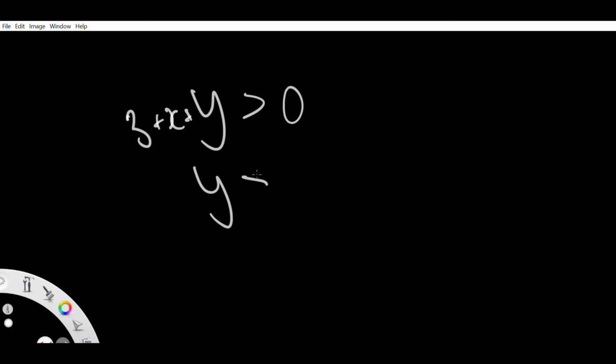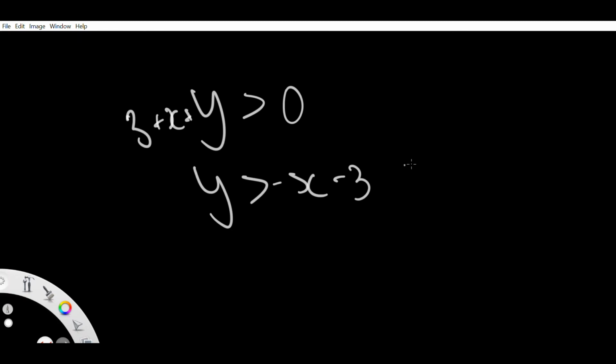So the step-by-step process for solving linear inequalities is, first, you solve for y. Suppose you have 3 plus x plus y is greater than 0. Just solving for y, which is y is greater than negative x minus 3.